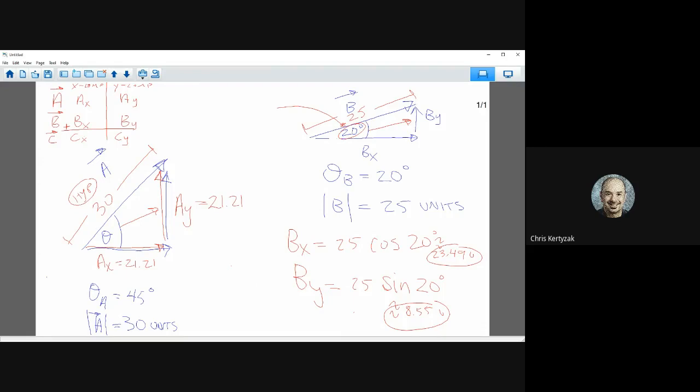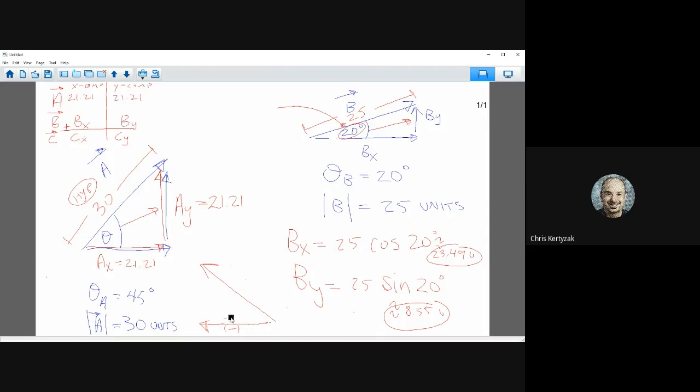We know that for vector A, they were both 21.21. This was a 45-degree angle for that vector, and therefore, they're equally long, 21.21 for both. Now, also pointing out, these could technically be negatives. If this was a second quadrant vector, then the X component would be negative. If this was a vector pointing in the quadrant 2 direction, then this component that I'm drawing in right here is actually pointing to the left, and that would have to be represented by a negative value.